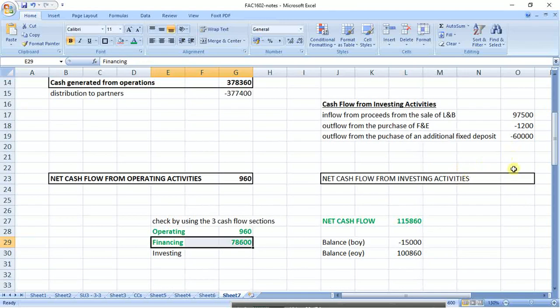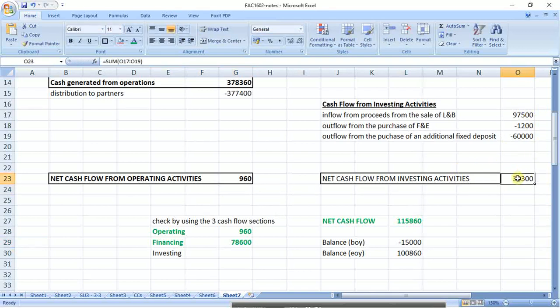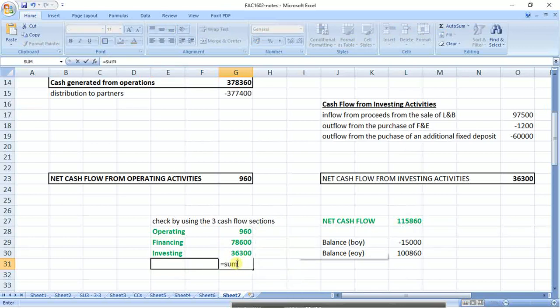And then investing, just sum up all of this. Gives me that answer. So financing is that. That's also positive, right? So they're all positive. That looks good. So now let's see what the total is. This is the moment of truth. Let's see if I've done this correctly. Yes, I have. So then this needs to balance with that. Then you know you've gotten it correct.